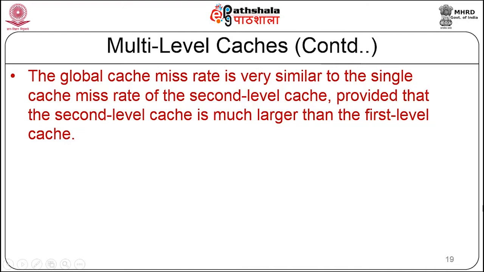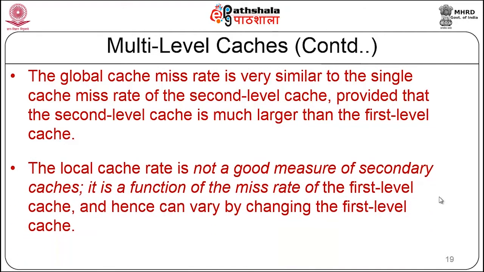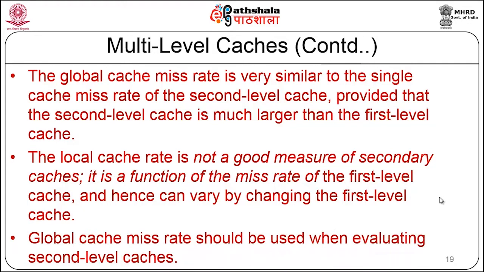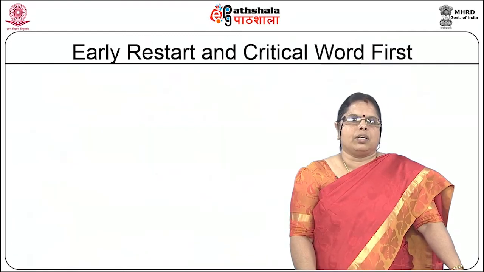So, the global cache miss rate is very similar to the single cache miss rate of the second level cache, provided that the second level cache is much larger than the first level cache, and the local cache miss rate is not a good measure of secondary caches. It is a function of the miss rate of the first level cache and hence can vary by changing the first level cache. So, that is why we will have to look at the global miss rate. Global cache miss rate could be used when evaluating the second level caches. So, that is the first technique that we have looked at.